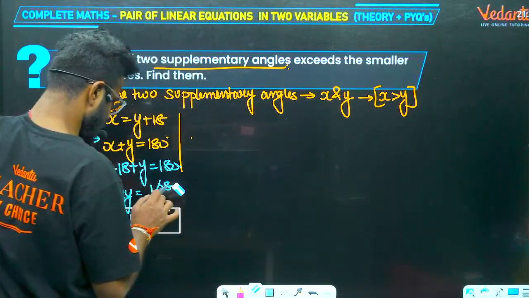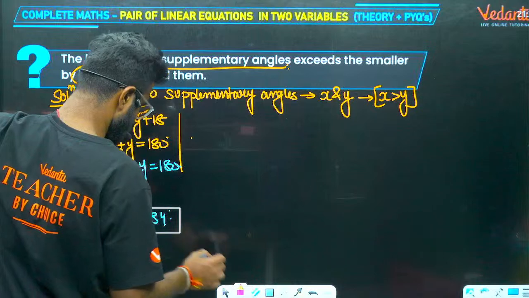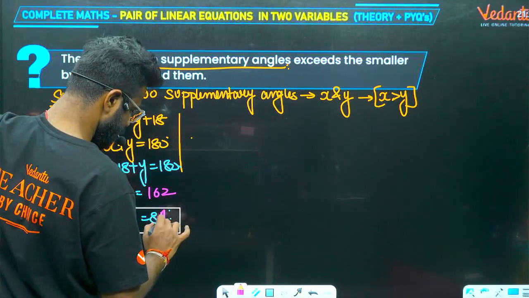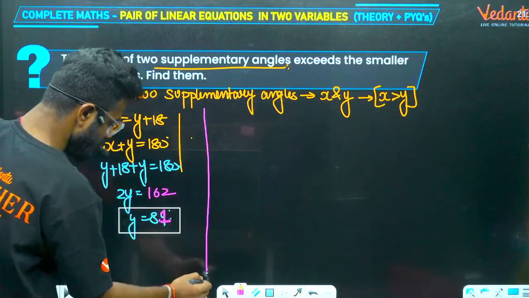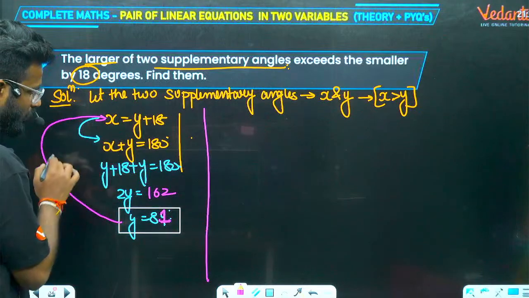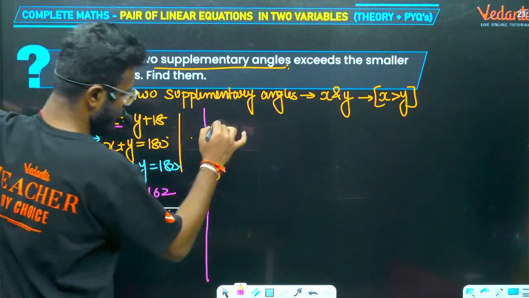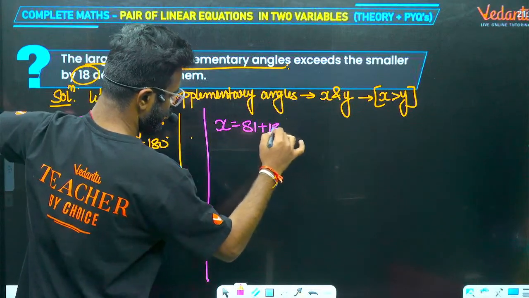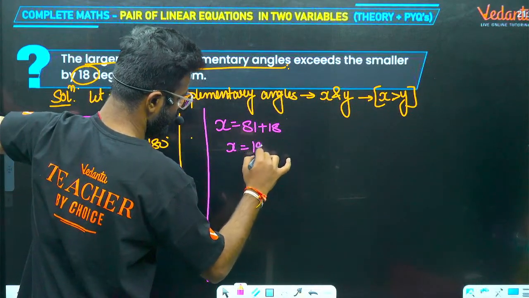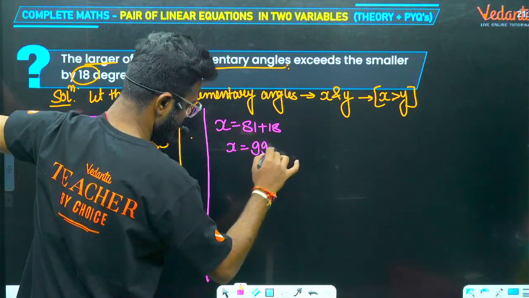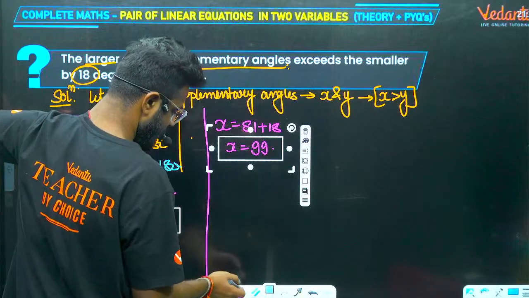I think here is a calculation mistake. 162, 81. By putting this y equals 81 in this equation, we can find the value of x. x equals 81 plus 18, 90... 99. Done.